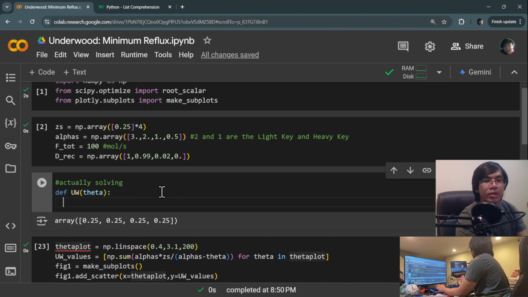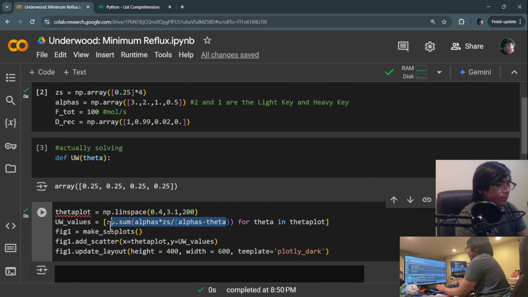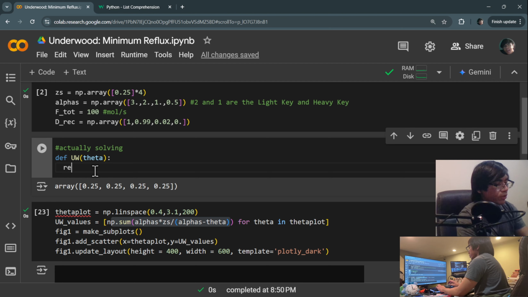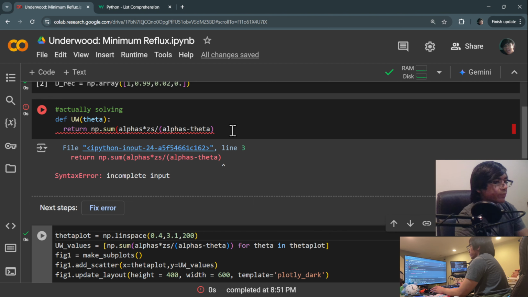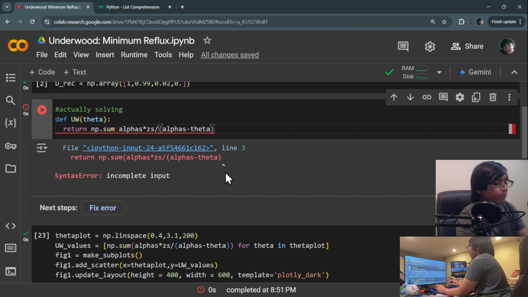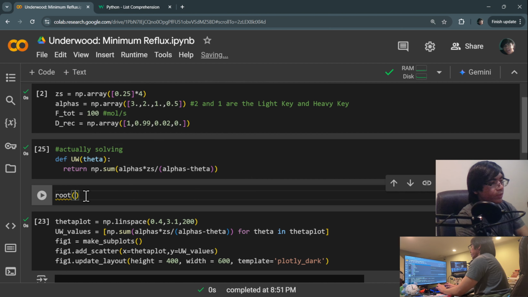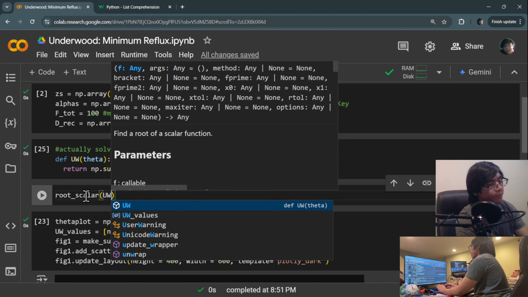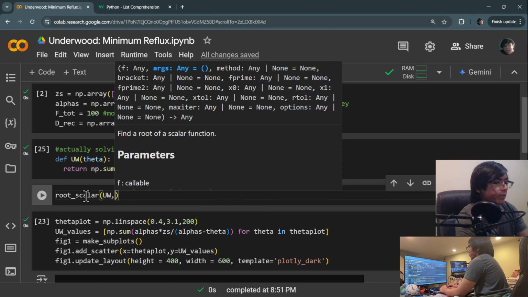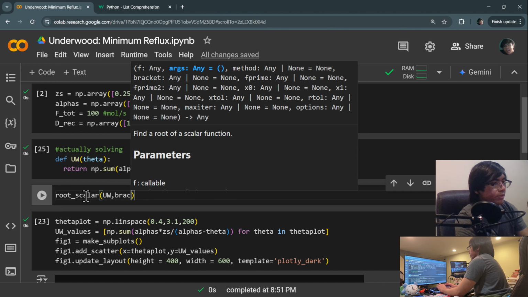We have our equation. Do I have it down here? I think it's this, right? So np sum, I think I just copy it, right? Return np sum. Bam. Oh, what am I missing? Parentheses. Okay. Cool. Now we do root scalar of that. We used this before, but it's root scalar since we only have one input or one parameter we're looking for the root of, and we plug in our equation as a parameter. No arguments. Don't really care about the method, so bracket is the one we care about.